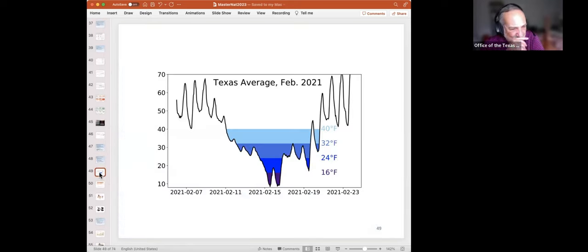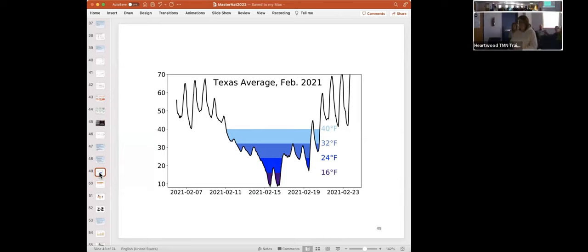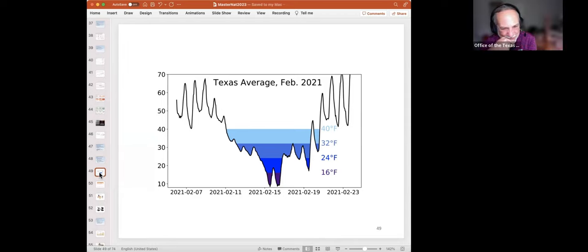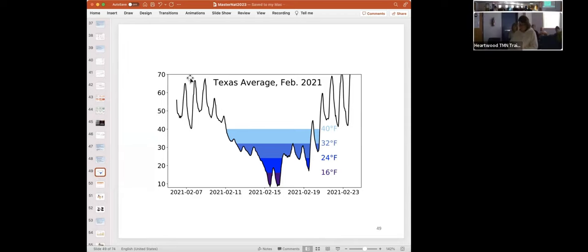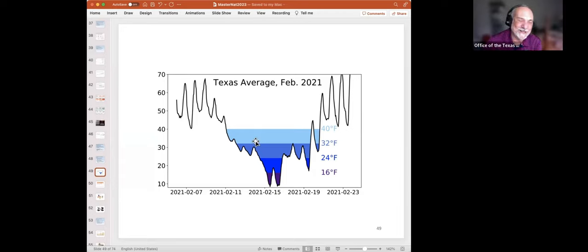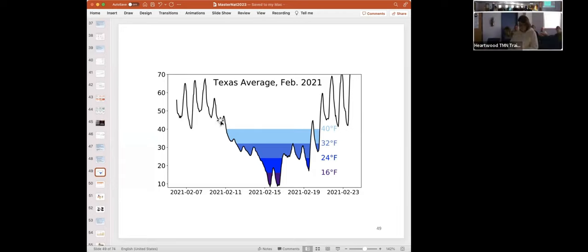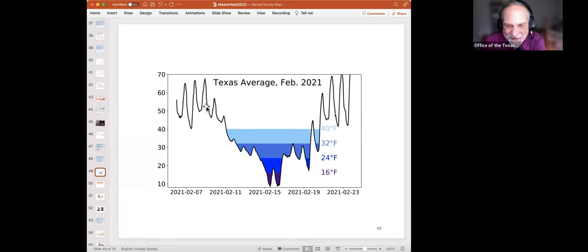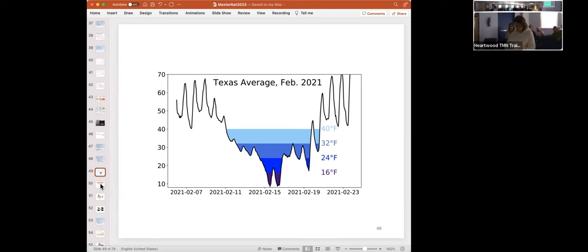But let's look at what actually happened in February 2021. This is a plot of hourly temperatures averaged across Texas for the two-week period in the middle of February. It was a warmer than normal winter, except for this period here in the middle, which is why averages don't really tell the story very well. The 15th and 16th both got down below 10 degrees Fahrenheit on average across the state of Texas. And we stayed on average below freezing for basically 7 days. Now, that's unusual.